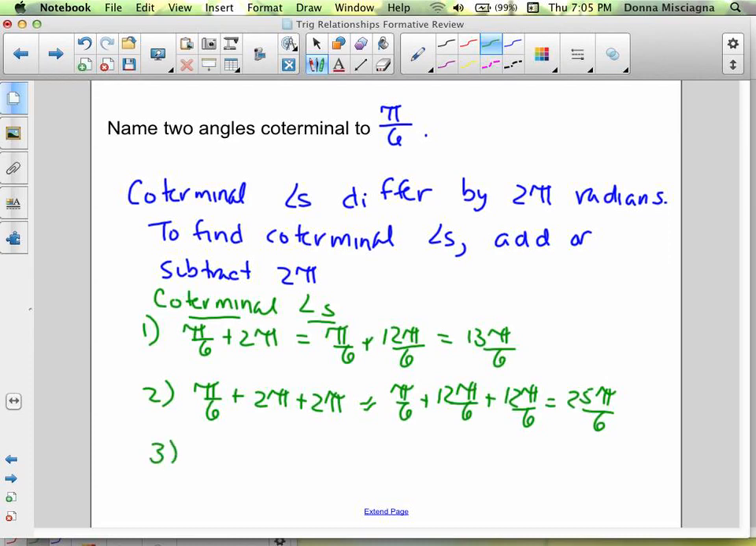Or I could subtract 2 pi. Right? So I can keep adding 2 pi's or subtracting 2 pi's, and I will get coterminal angles every time. They're just either going around the circle again and landing in the same spot, or going the other direction and landing in the same spot. So pi/6 minus 2 pi is the same as pi/6 minus 12 pi/6. So a negative coterminal angle to pi/6 would be negative 11 pi/6.